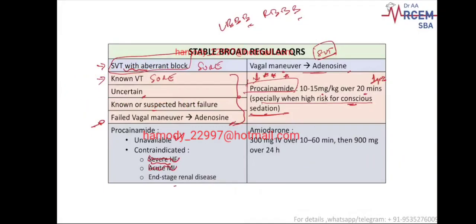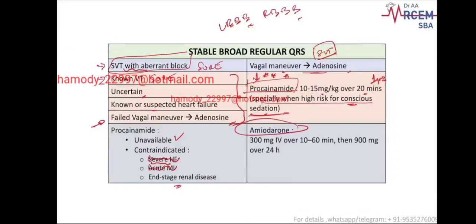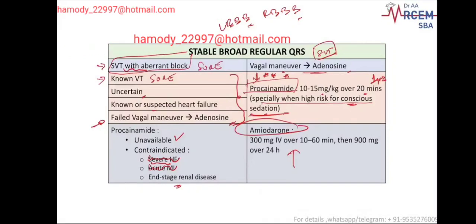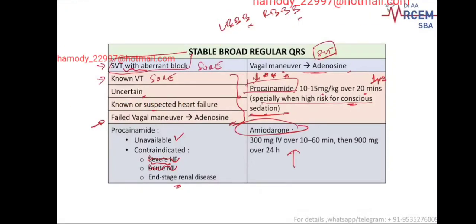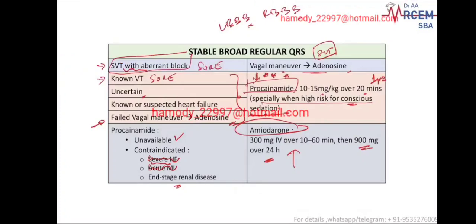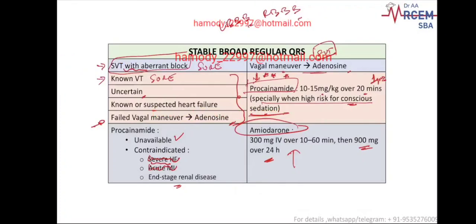So one contraindication you need to be aware of is end-stage renal disease. If it is end-stage renal disease, we prefer giving amiodarone. The dosing remains the same, that is 300 mg IV over 10 to 60 minutes, followed by 900 mg over 24 hours. That's what has been recommended.